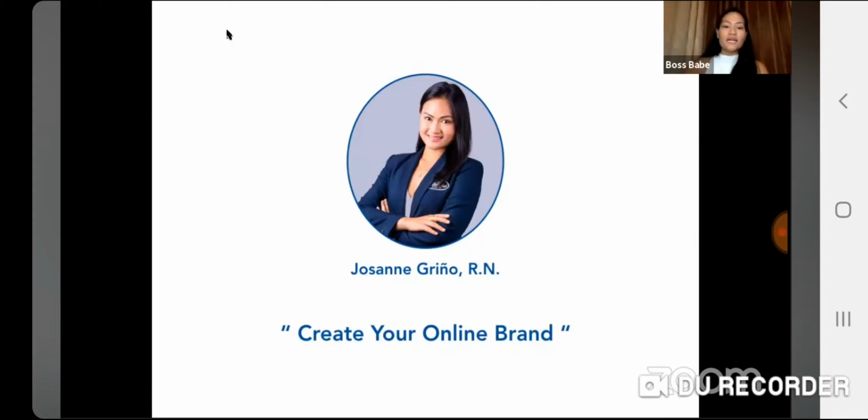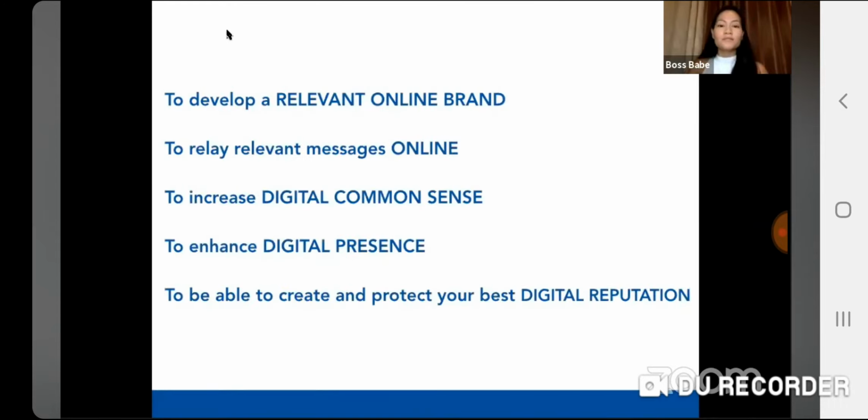So how do we create our online brand in terms of this virus right now? One of our purposes to accomplish tonight in our Zoom training: number one is to develop a relevant online brand. The keyword is relevant, because not everybody may have had online branding before, such as traveler, which of course is not relevant anymore, right? Number two is to relay relevant messages online. Number three is to increase digital common sense. Number four is to enhance digital presence, especially now.